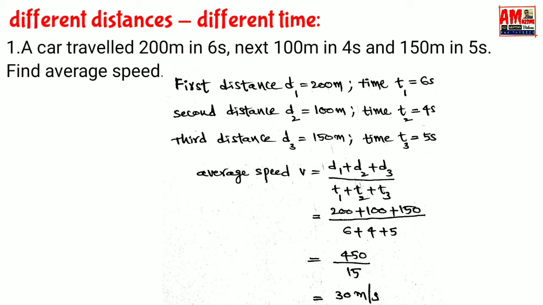Then average speed v is equal to total distance by total time, which is equal to d1 plus d2 plus d3 by t1 plus t2 plus t3. We know the d values and t values. Substitute the values in the above formula. Then 200 plus 100 plus 150 by 6 plus 4 plus 5, that is equal to 450 by 15, which is equal to 30 meter per second. Average speed of the car is equal to 30 meter per second.